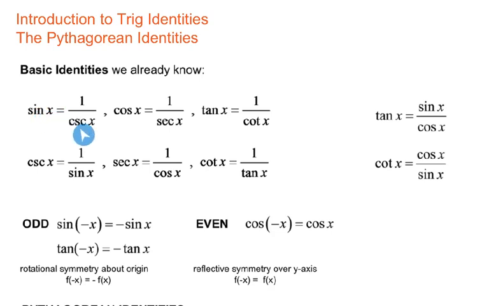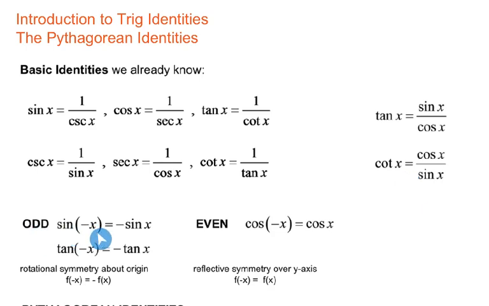So we know that sine is reciprocal to cosecant and vice versa. Cosine is reciprocal to secant, and tangent is reciprocal to cotangent. We also know that tangent can be written as sine over cosine and vice versa. Its reciprocal function, cotangent, is cosine over sine.